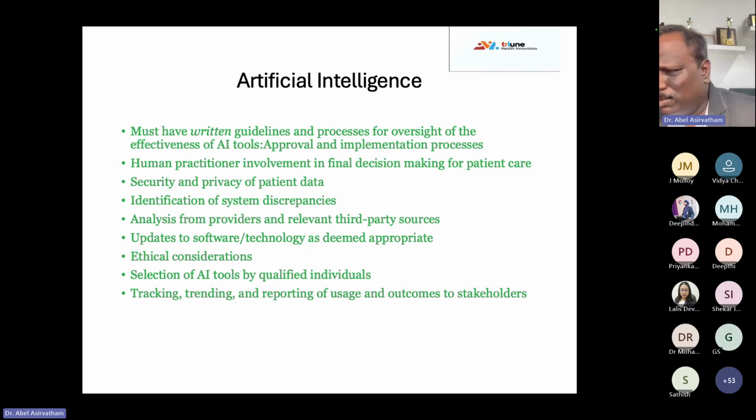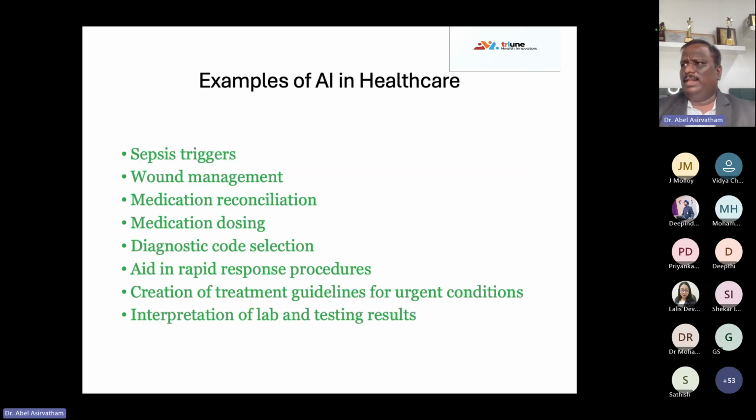Okay, so there needs to be a proper process for selection of the proper AI tools. Proper precautions need to be taken. Do a proper peer review and see which hospitals are doing this. Okay, that has to be done. Then examples of AI in healthcare: sepsis triggers, wound management, medication reconciliation, medication dosing, diagnostic code selection, aid in rapid response procedures, creation of treatment guidelines for urgent conditions, and interpretation of lab and testing results.